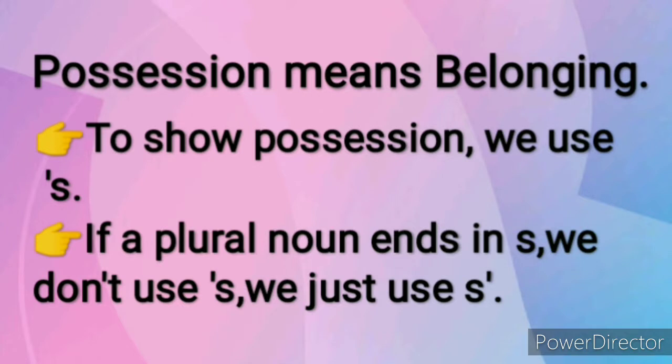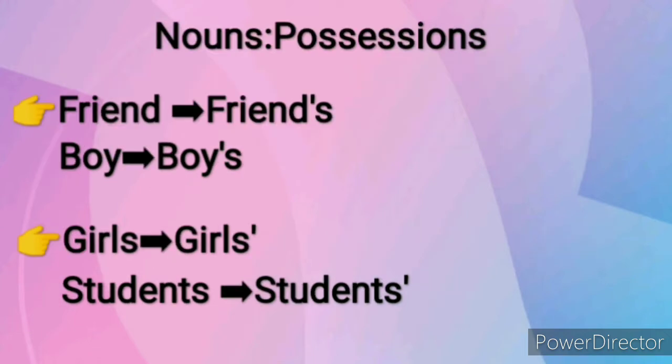Possession means belonging, to have something or to own something. To show possession, we use apostrophe S. This sign is called an apostrophe. If a plural noun ends in S, we don't use apostrophe S. We just use an apostrophe.